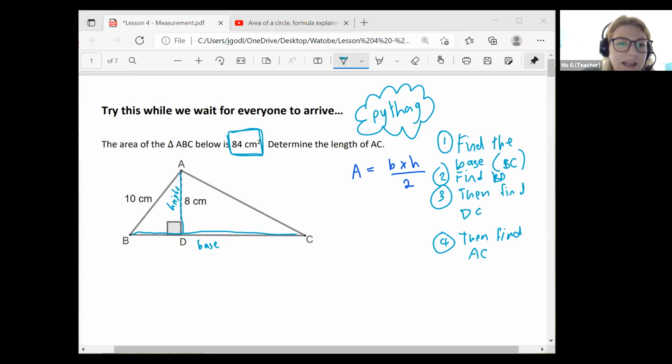Let's start breaking it down. What did we get for BC? Those of you who have tried this, let me know what you got for BC, and I'll tell you whether you're on the right track or not. BC is the base of our triangle.